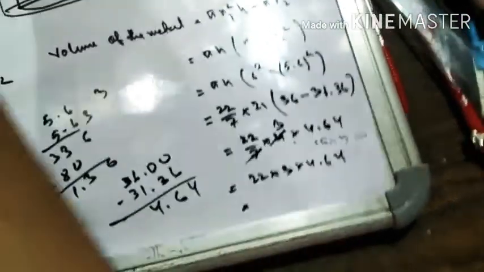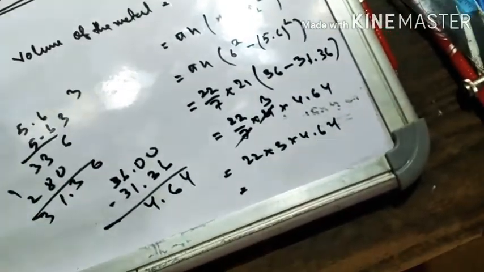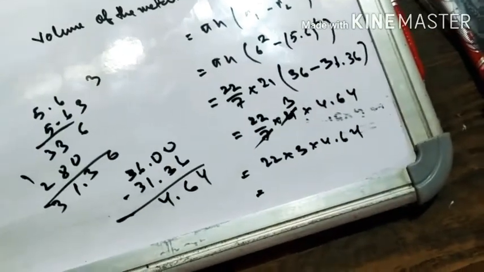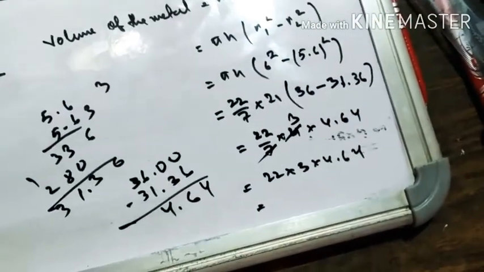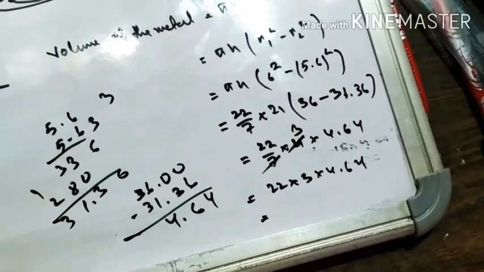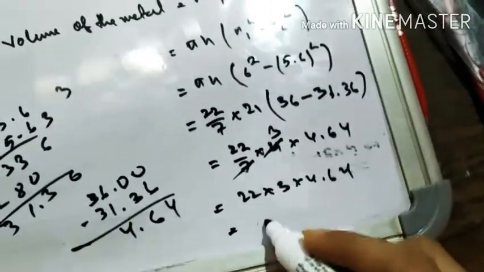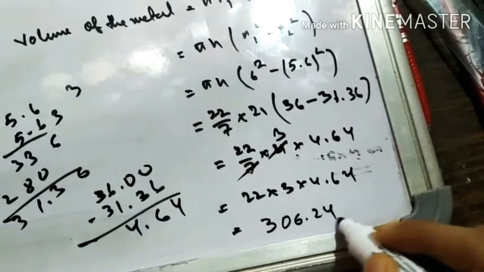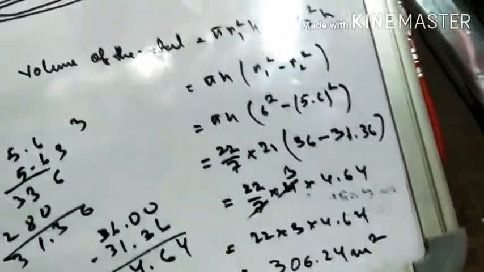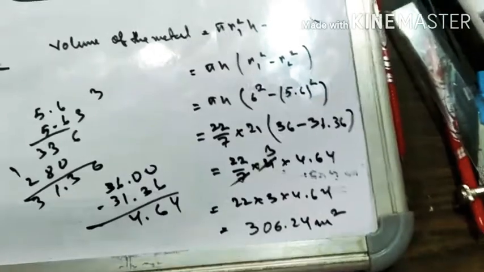Let's calculate 22 into 3 into 4.64. You will get 306.24 meter square. 306.24 meter square, this will be the answer.